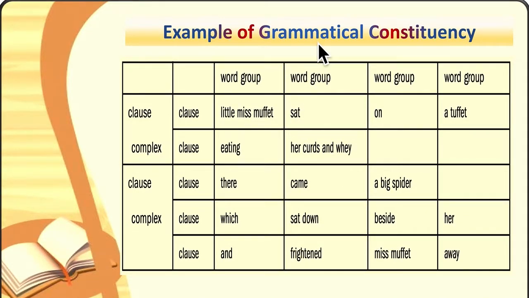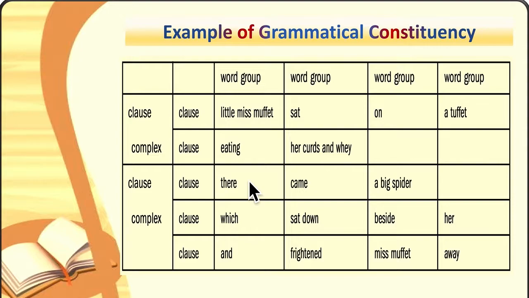Look here, an example of grammatical constituency. As we talked about clause complex: little Miss Muffet sat on a tuffet, eating her curds and whey. There came a big spider, who sat down beside her and frightened Miss Muffet away. Here we have this clause complex, and within the clause complex, what do we find? We have the clause. This is one clause, and this is another clause. And within clause, what do we find? We find word groups. We also call them phrases.